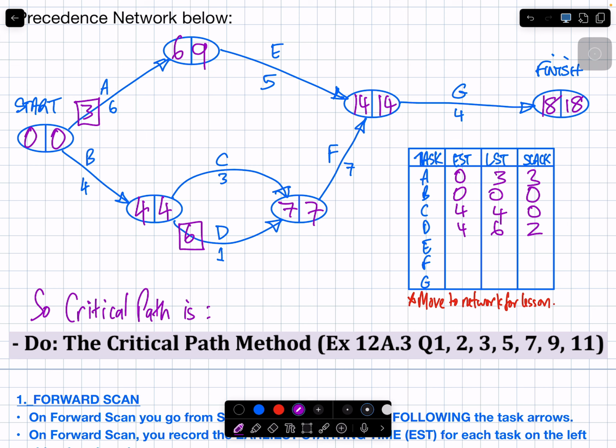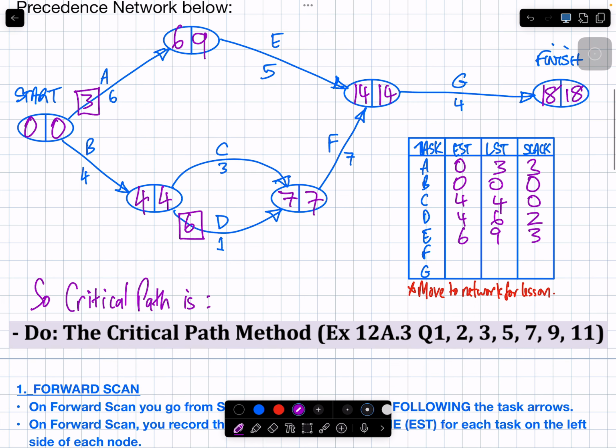E, I don't have to think about it. E comes out of 6 and 9. So what's the slack time for E, what do I enter for that? E is 6, 9, so slack time of 3 minutes. What about F? F is 7 and 7, so no slack time. And G, 14 and 14, no slack time. So you put stars next to any tasks that have no slack. So the critical path through this network is going to be B to C to F to G.